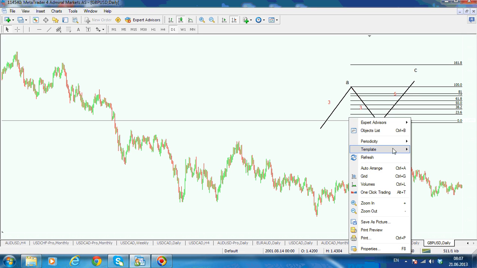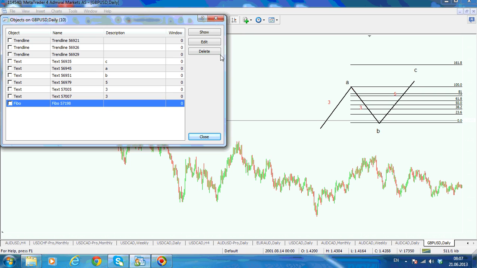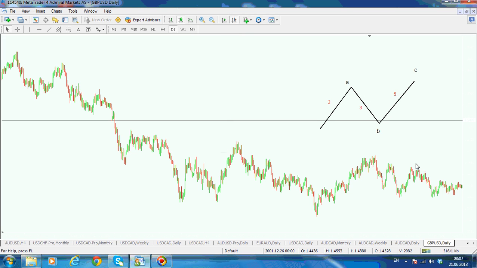Okay, now let me take the Fibonacci from here. So these are the main two rules for a flat. However, in a flat there are a bunch of rules that the price should respect beside the two rules above, and let me go through them, and then we'll try to take a look at an example.